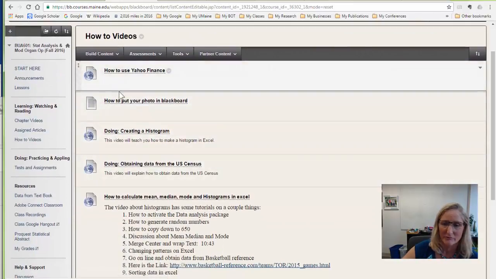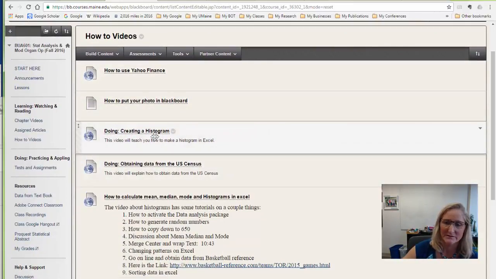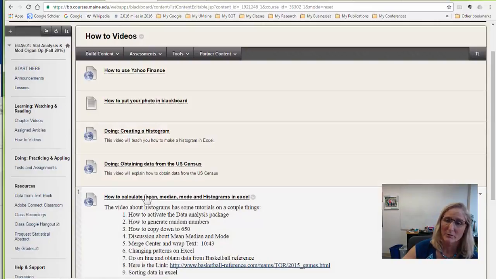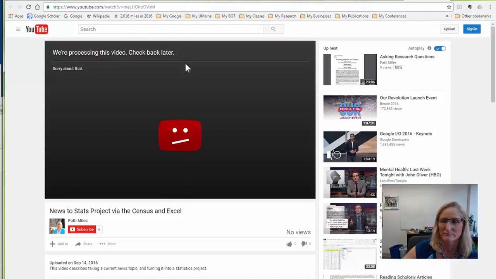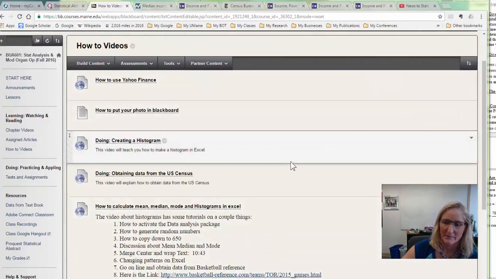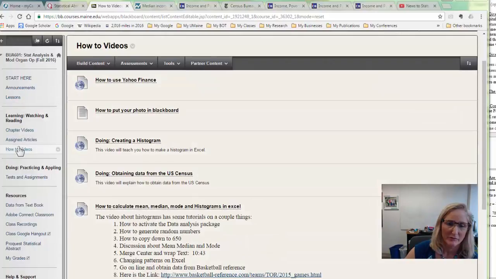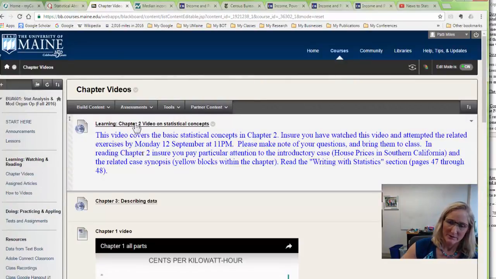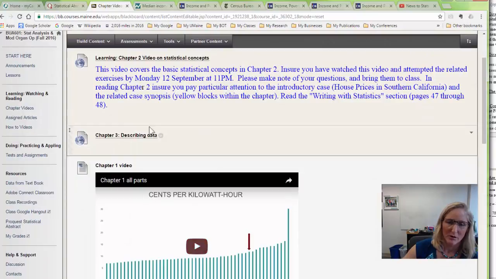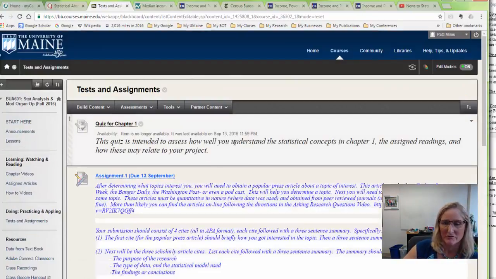So here we've got how to do finance, creating a histogram, that's the simple one. This is a little bit more involved, median, mode, etc. And then if we go back over here to the chapter videos, you look there, that should have chapter 2, here we have chapter 3, chapter 1, you get the idea. And all the tests and assignments should be here. It was just too confusing to do it the other way, so I'm going to get rid of all the other stuff, and we're going to stick with this format.